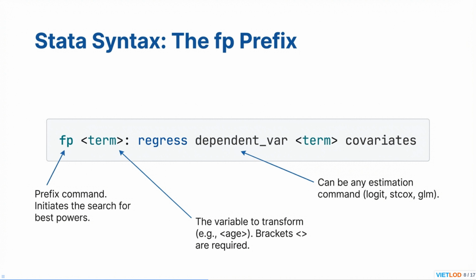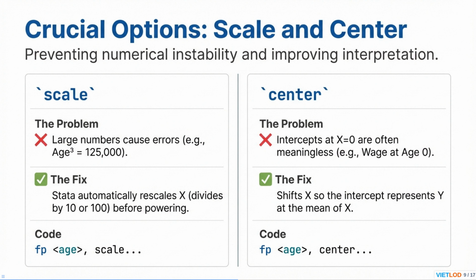The FP prefix can be used with a wide range of estimation commands, not just regress. This makes it a very versatile tool, allowing you to apply fractional polynomials to models for binary outcomes like logit, survival analysis with stcox, or generalized linear models with glm, among many others. For instance, to model wages as a fractional polynomial of age while controlling for other factors, you'd type fp <age>: regress wage age education female.